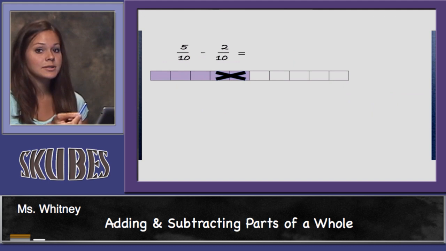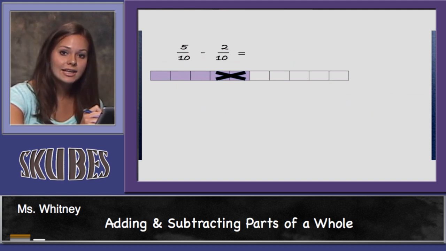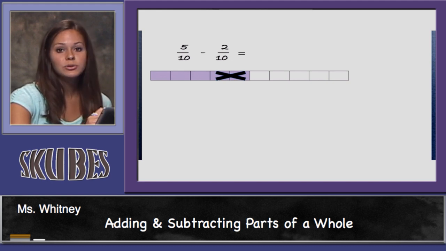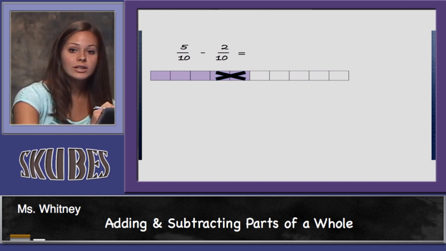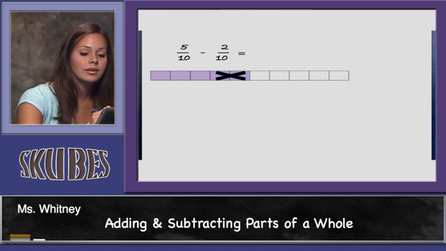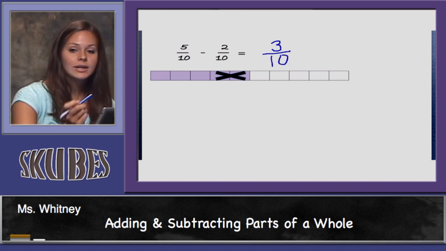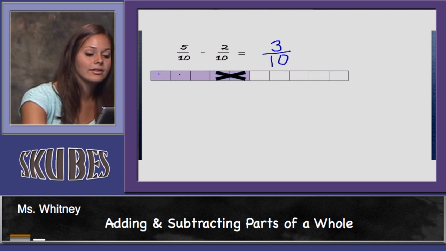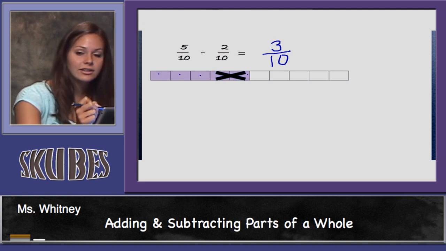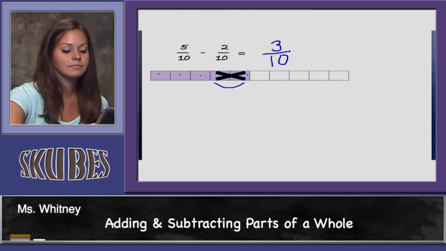Now let's take a look at some subtraction. In this example, my model shows 5/10 take away 2/10. I'm going to subtract my numerators. 5 minus 2 equals 3, and my denominator remains 10. You can see that I had 5 out of 10 shaded in, and I took away 2, which leaves me with 3/10.